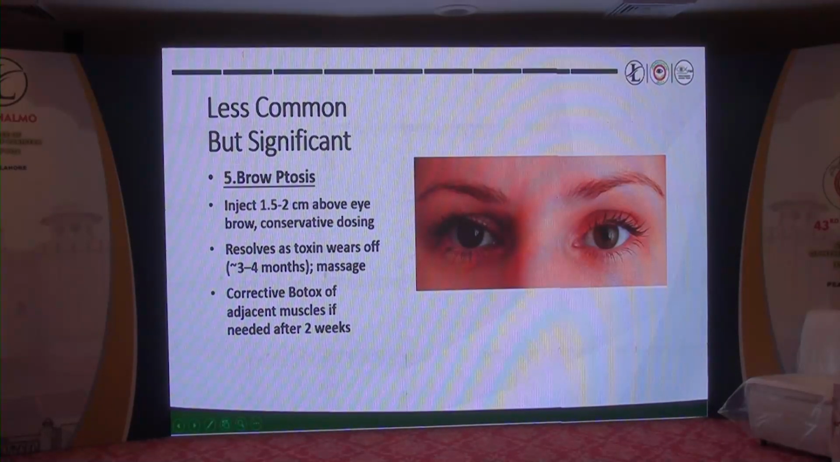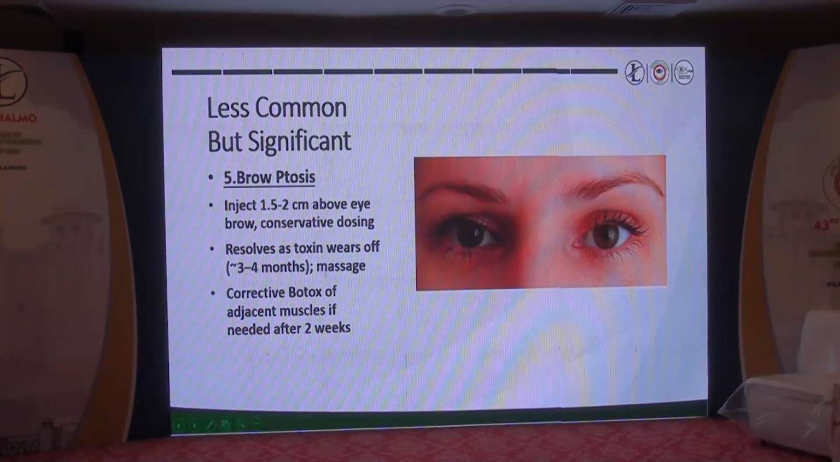And to prevent this, again, injection should be given 1.5 to 2 centimeters above the eyebrow, and one should always start with conservative dosing. That means that you start with a minimal dose and see if your patient responds to that. If not, then you can increase or top up after a few days, but do not start with the maximum dose. And every patient obviously responds differently, so you can start with the conservative dose.